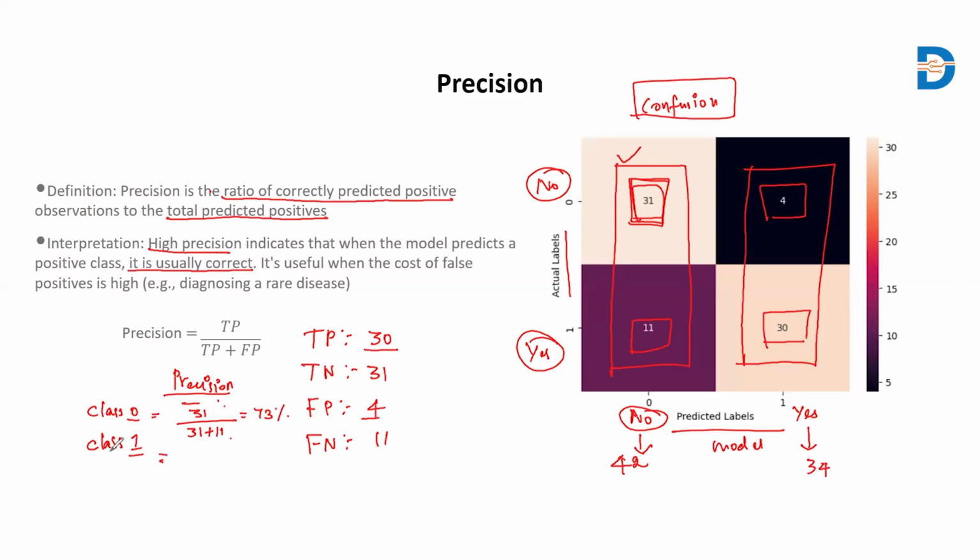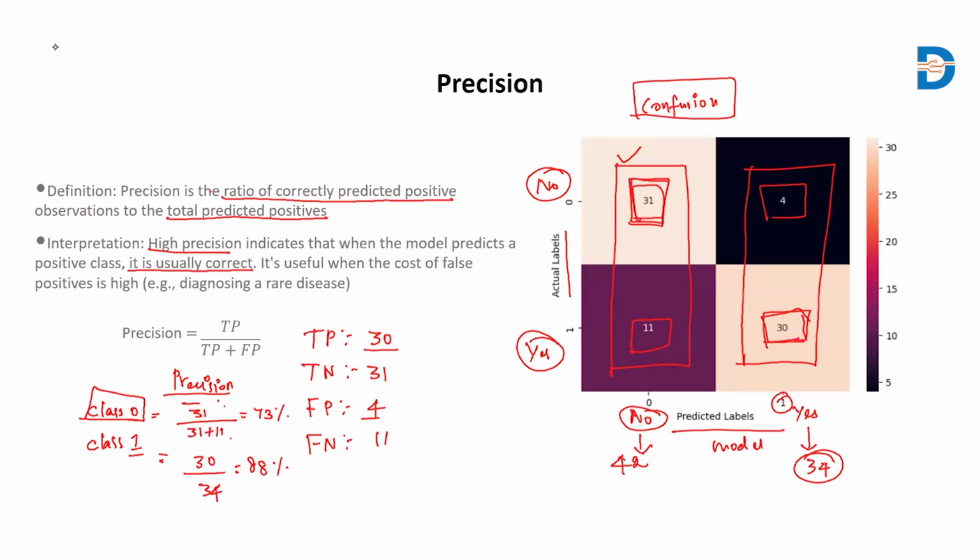Next, you have to consider the predicted yes, that is 34. Among the predicted yes, we have to calculate how many are actually yes, that is, correctly predicted by our model. Totally 30. So 30 divided by 34, we get 88%. So our model has predicted more properly for the people having heart disease than for people not having heart disease. This is how we calculate precision.